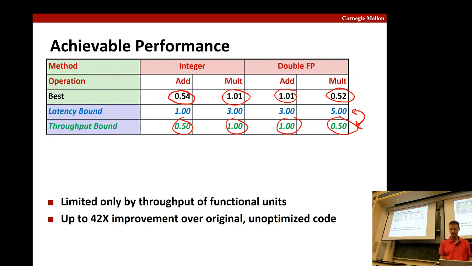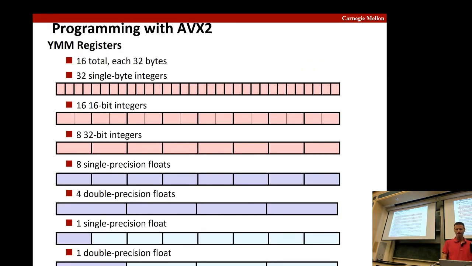All right. So in a previous class, we talked about these longer registers that we have for doing SIMD instructions. The earlier versions were the XMM registers. These are the YMM registers, which come with the more recent versions of the Intel architecture. There are 16 of them total. They're each 32 bytes long.